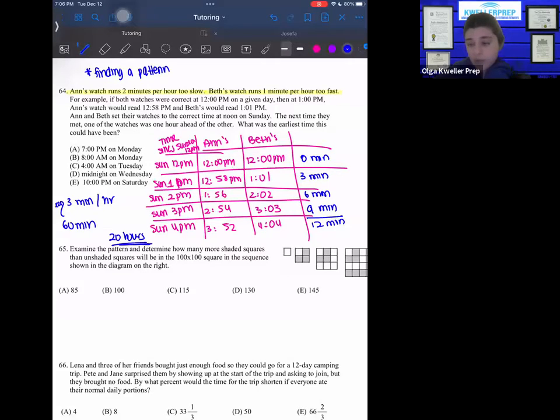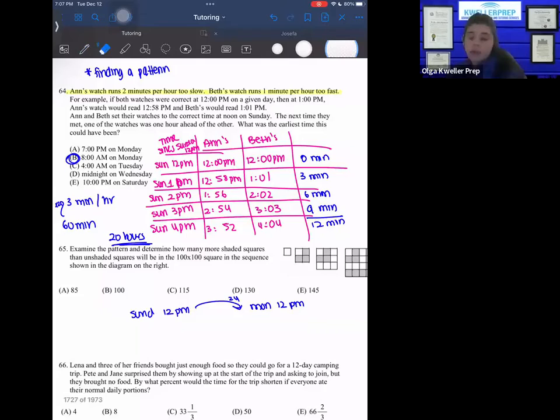So how do we think about 20 hours? You guys can think about it in terms of either 12 hours or 24 hours. That's the easiest way. So if we think about it in terms of 24 hours, then we started on Sunday at noon, right? 12 p.m. 24 hours from there is going to be Monday, 12 p.m. But we are 4 hours late, so that's going to be Monday at 8 a.m., or you could make 12 hours and then add 8, whichever way is easier for you guys.